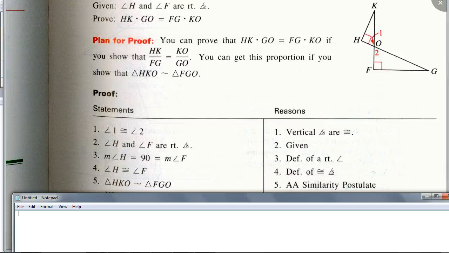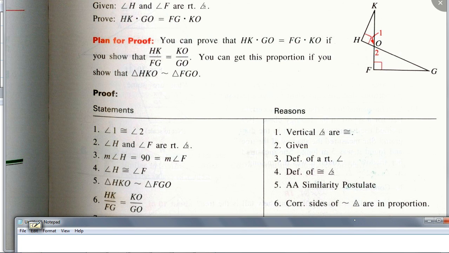Brianna? Like the GO to KO equals FG to HK. Exactly. So you need to use those four segments that we wanted to prove. We know some relationship with these segments. We know that HK to FG is equal to KO to GO. Would you not agree? Yeah. Why? Because look at HK to FG. Are those corresponding sides? Yeah. And then what about KO and GO? Are those corresponding sides of these similar triangles? Do we need to mention anything about HO and OF again? No. They're not even involved in the statement at the end that we want to get to, right?